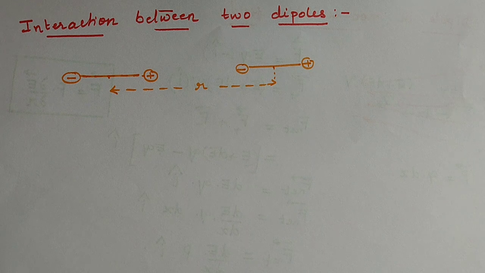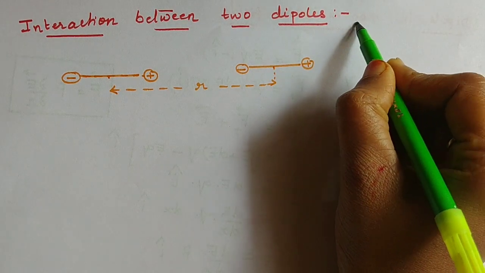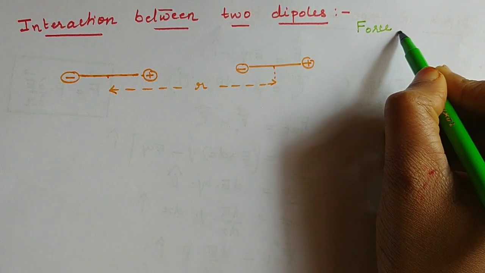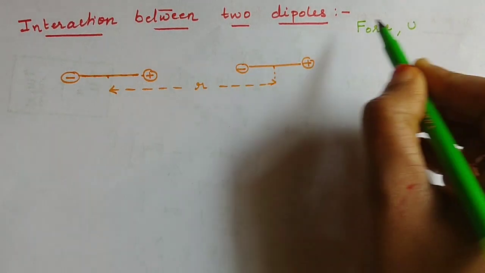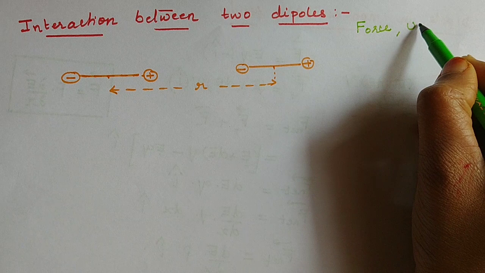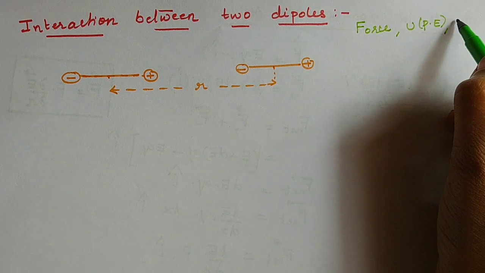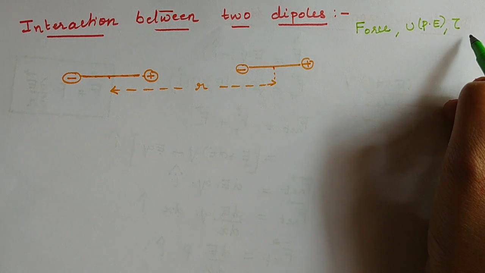So in this topic we will study interaction between two dipoles. In interaction we will study three factors. What is the force experienced by one dipole due to the other? Second is the potential energy stored by the system, or interaction energy. And third is what is the torque acting on, or experienced by, one dipole due to another.